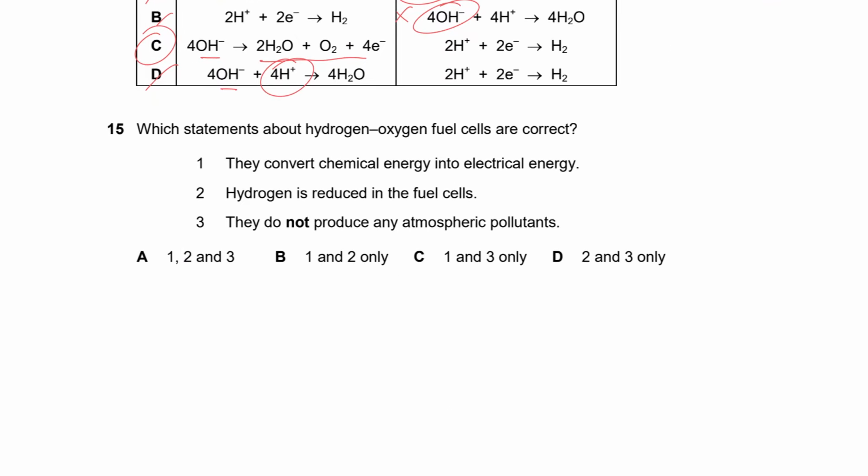Then which statement about the hydrogen and oxygen fuel cell is correct? It converts the chemical energy into electrical energy. That's true, because hydrogen and oxygen are chemicals that contain chemical energy, and they are converted into electrical energy. What happens? Hydrogen reacts with oxygen, gives you H2O, right? Awesome. Hydrogen is reduced in the fuel cells?